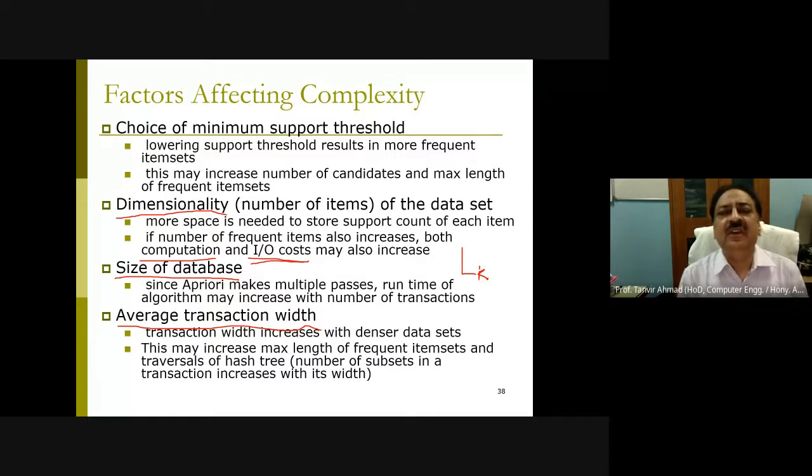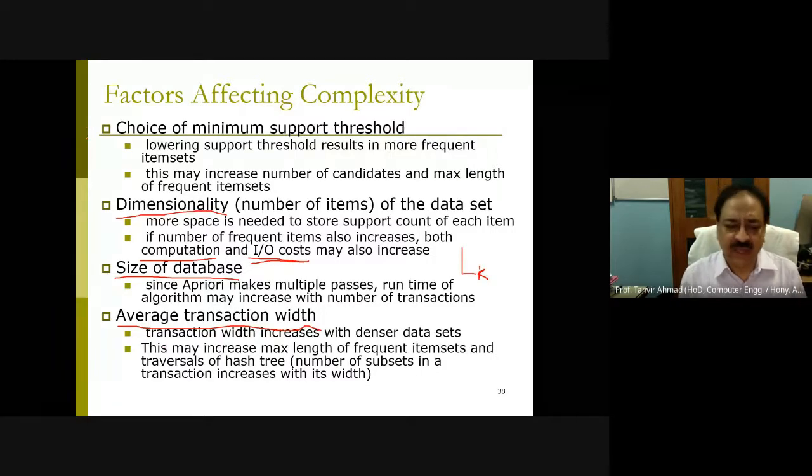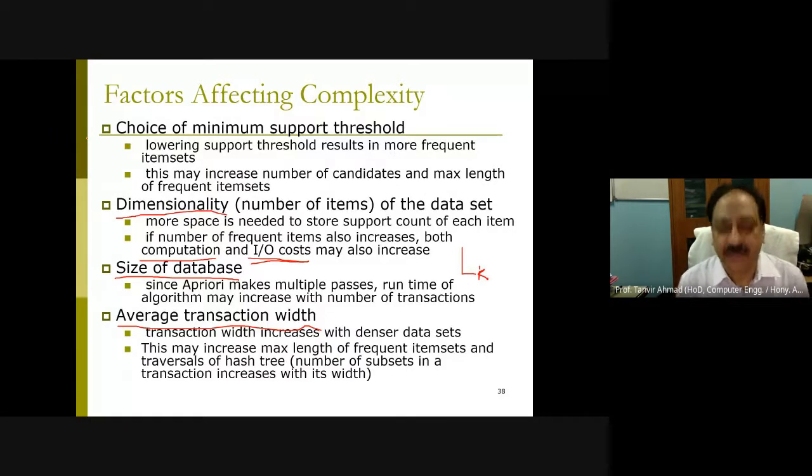Based on this, let us look at some other algorithms which are much better than Apriori. Obviously, there are some limitations of those algorithms, but from the speed point of view, those algorithms are much faster than Apriori.